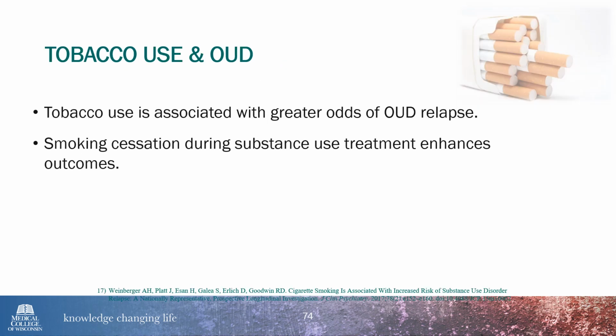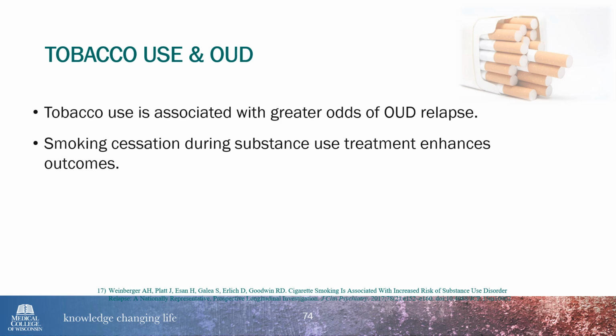Well, what about smoking? Well, people that smoke tobacco have a higher incidence of relapse on opioid use disorder. They have greater incidence of treatment failure. And people that are able to stop smoking while they're stopping using opioids have significantly improved outcomes. So I'll use that to my advantage and never forget to address tobacco use disorder.